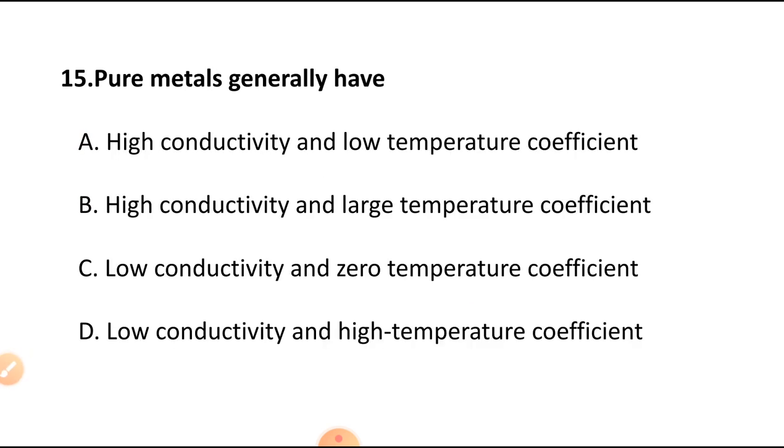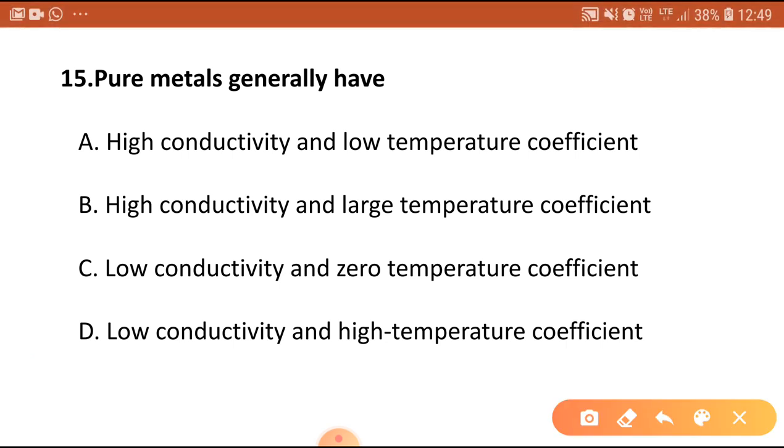Pure metals generally have. We all know that pure metal is a good conductor of electricity. So pure metals generally have high conductivity and a large temperature coefficient. Option B is the right answer.